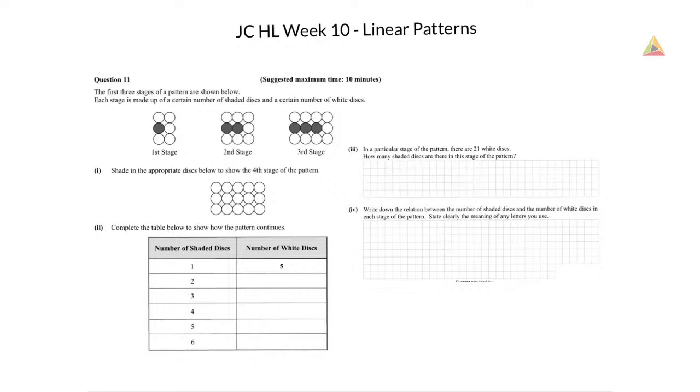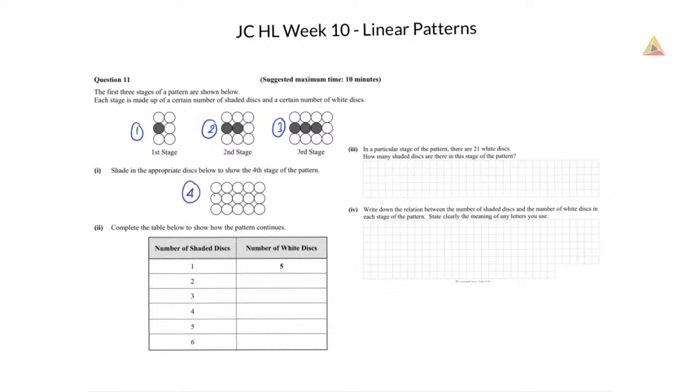So, if we look at the first stage there, how many discs do we see coloured in? We see 1 disc that's coloured in there. On the second one, we see 2 discs that are coloured in. On the third one, we see 3 discs that are coloured in. So we see a pattern forming here, and we're adding 1 each time. So 1 plus 1 is 2, 2 plus 1 is 3, 3 plus 1 is going to bring us to 4. So there should be 4 coloured discs for part 1 there.